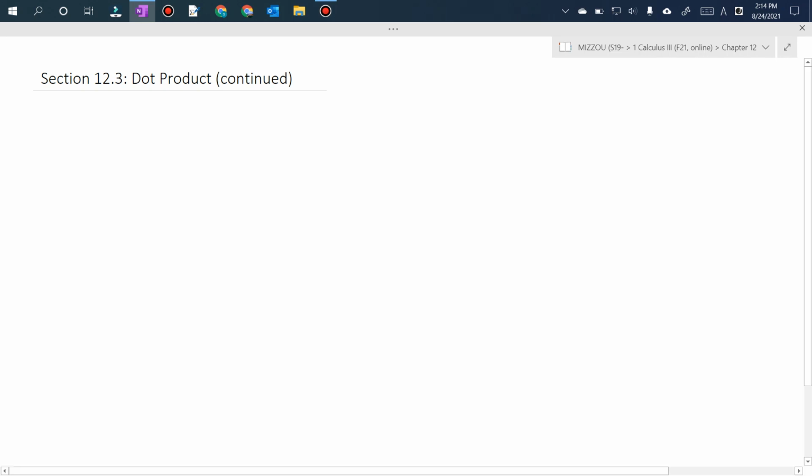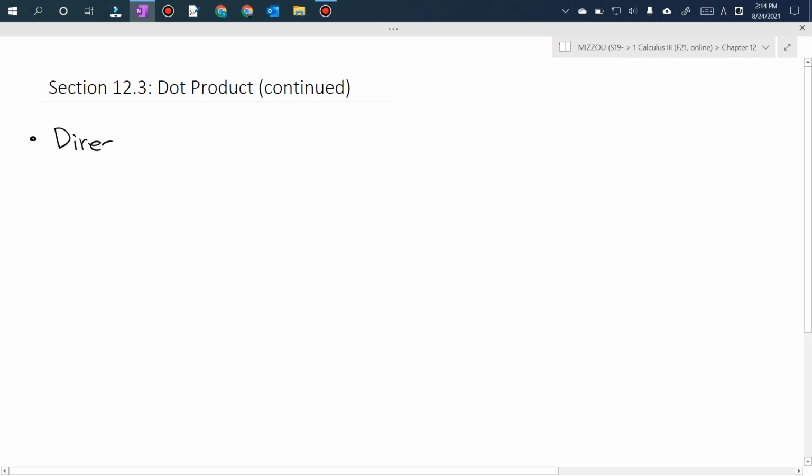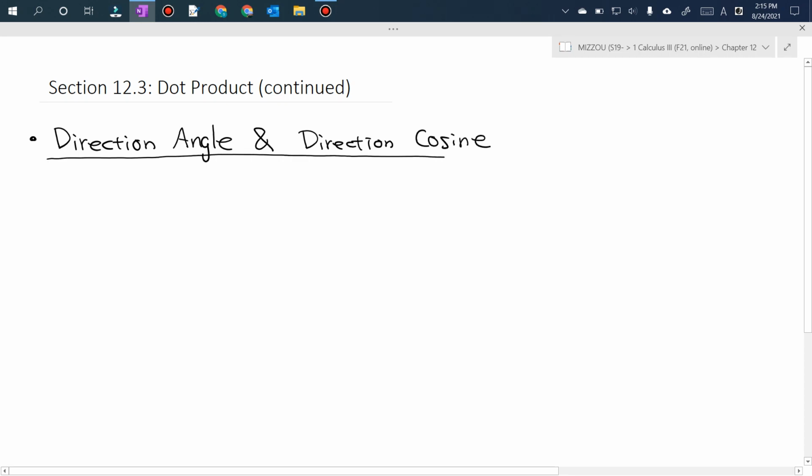The first one of them is about direction angle and direction cosine. So let's do an example first. Let our vector A be 2, 5, 1.